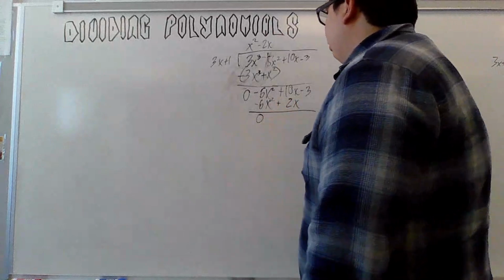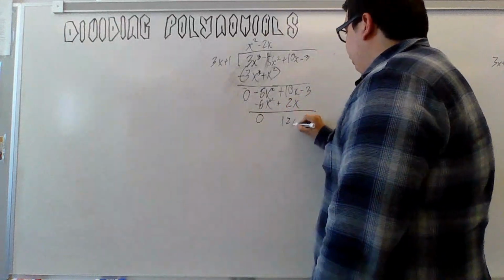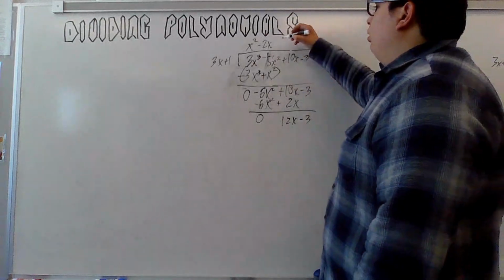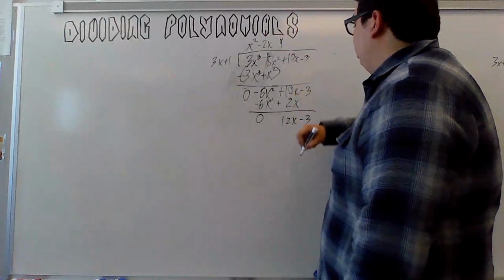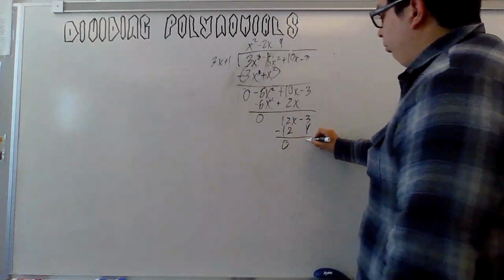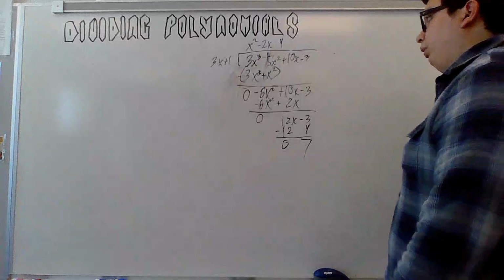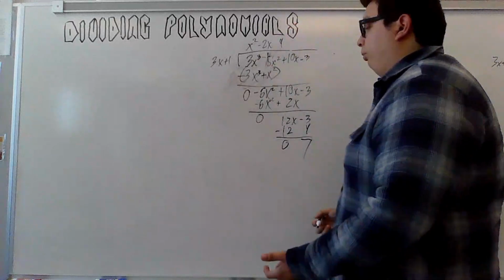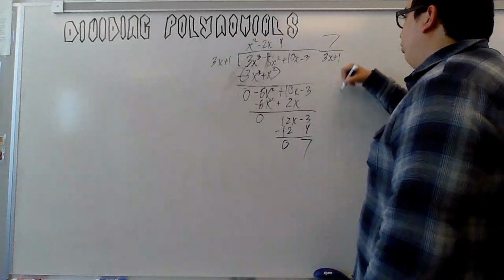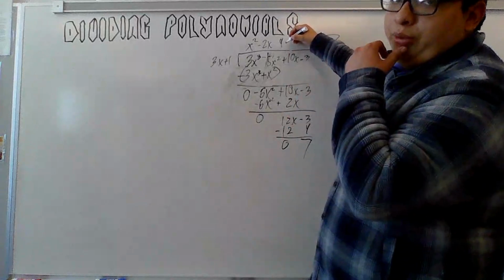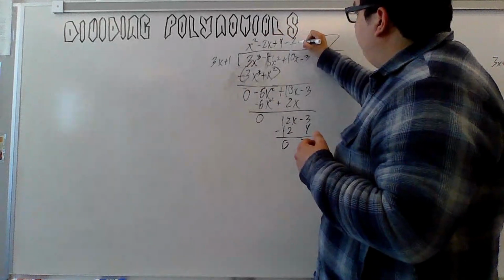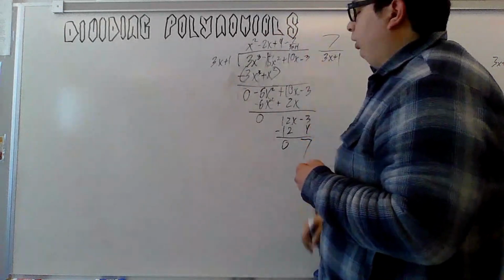So that's 0. And then you have 12x minus 3. 4, right? So it'll be 4, it'll be 12, and then you obviously make that negative. That's 0, but then that's a remainder. You might be wondering, what do we do with the remainder? We normally just grab the remainder and put whatever we have over it. So in this case, it would be x squared minus 2x plus 4 minus 7 over 3x plus 1.